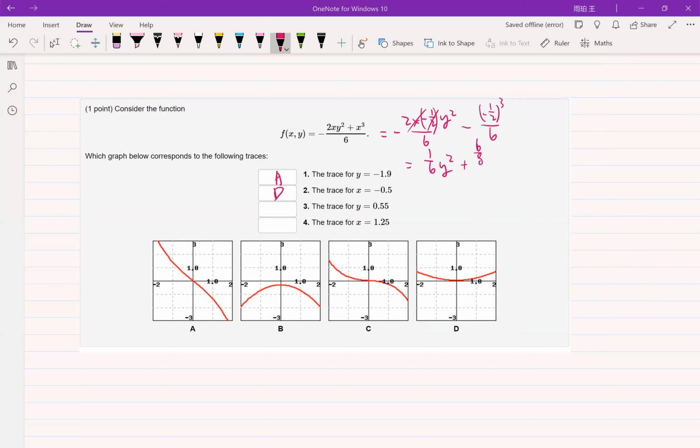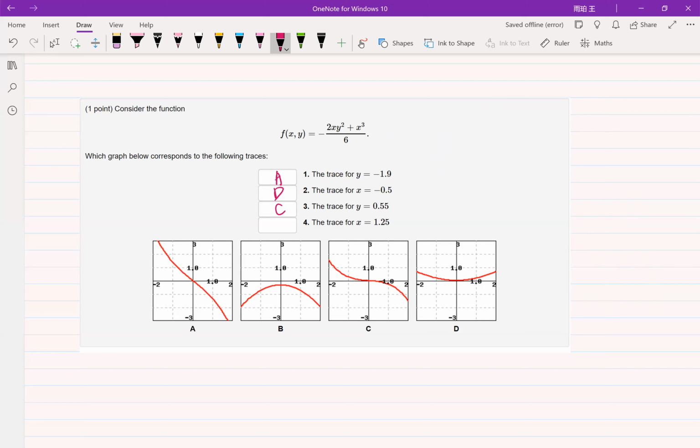Now let's look into the third one. The third one is y equals 0.55. Okay, so in that case, we already know whatever value of y we sub in, we're always going to have a function that's going to look like negative ax cubed minus bx, right? So that's always going to be an odd function. So we're choosing between A and C, and A is already taken. It's not possible for them to have the same value at x equals 1, so it has to be C.